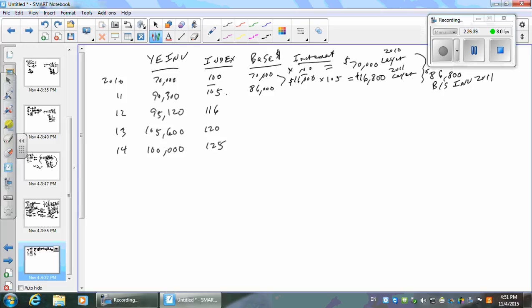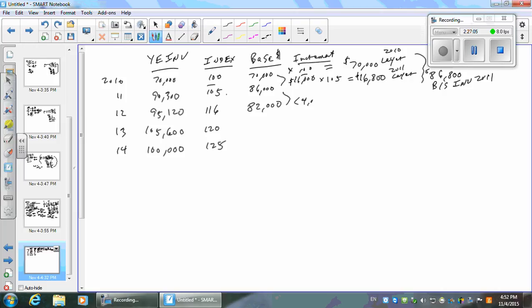Divide 116 into 95,120. Let's do 2012. What's that number? 82. Ah, look what happened, you guys. I depleted some of the inventory, right? In base dollars, that's all it would cost me. If I was buying in 2010, it would have cost me 82,000 to buy that inventory, is what I'm saying. Okay? So it goes down by 4,000, doesn't it?